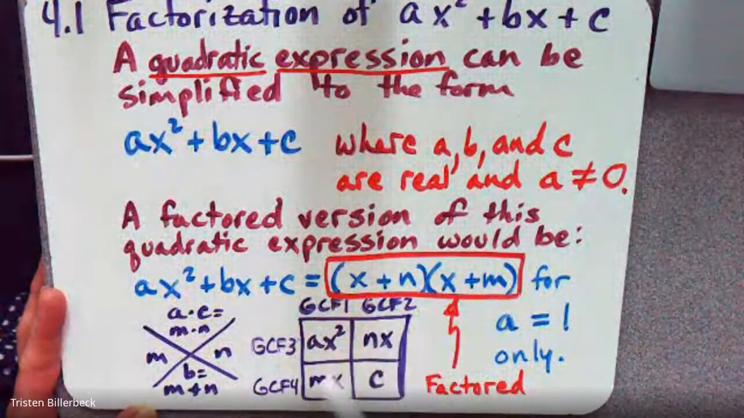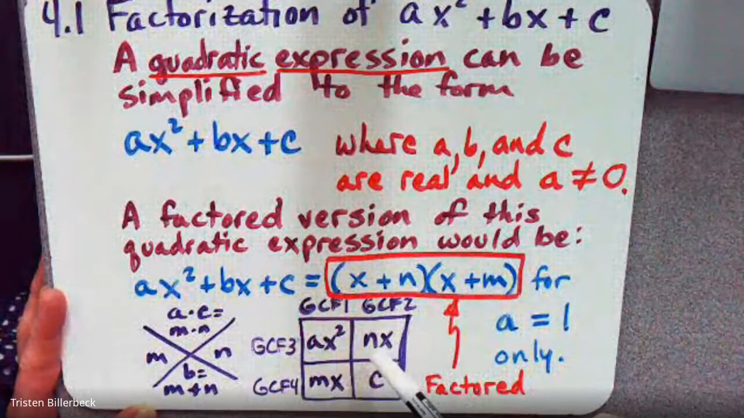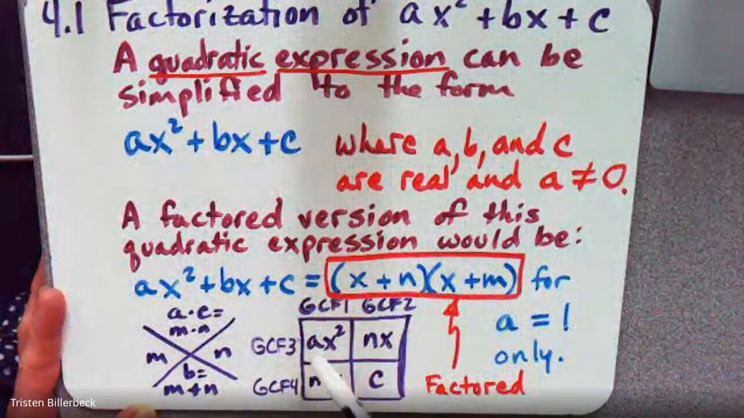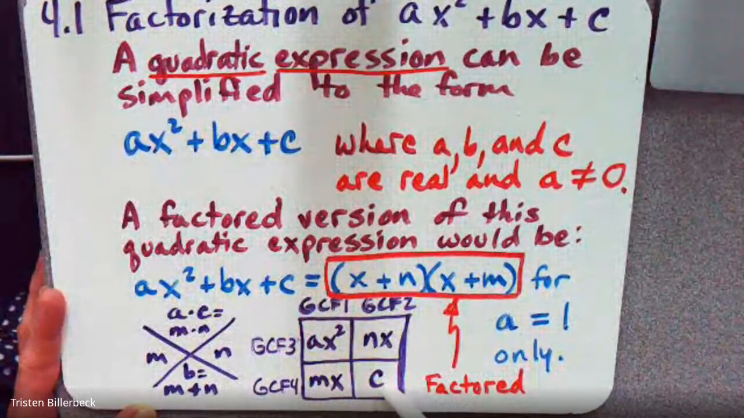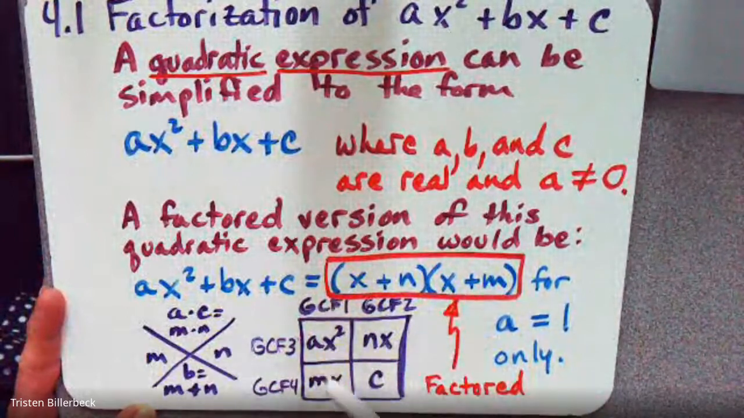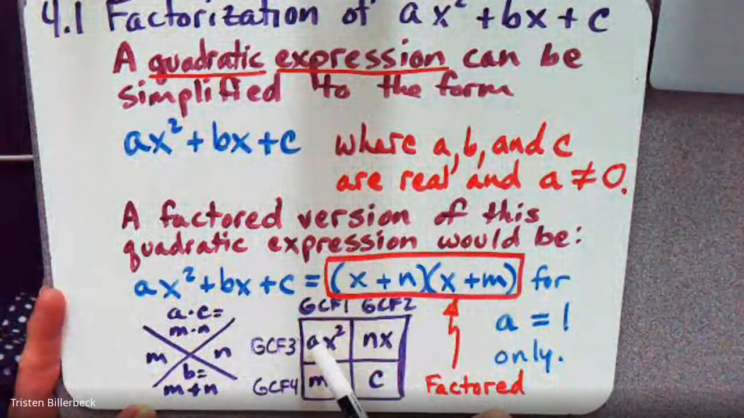These two can interchange, so don't worry about their position. You could put nx here and mx here. It does not matter which place they go on these diagonals. This one is always the first term, and this one is always the last term. These matter. So when we factor using the diamond box, we're trying to find the area of each one of these squares, or the sides of the areas of these squares.